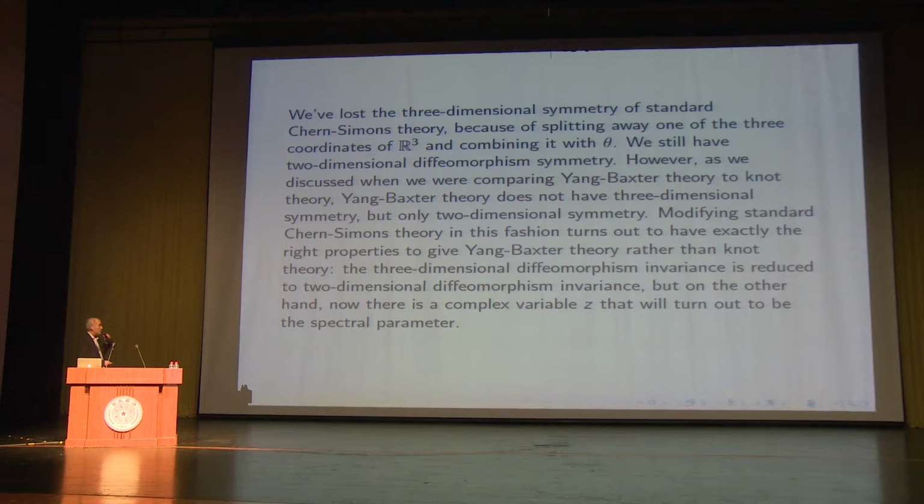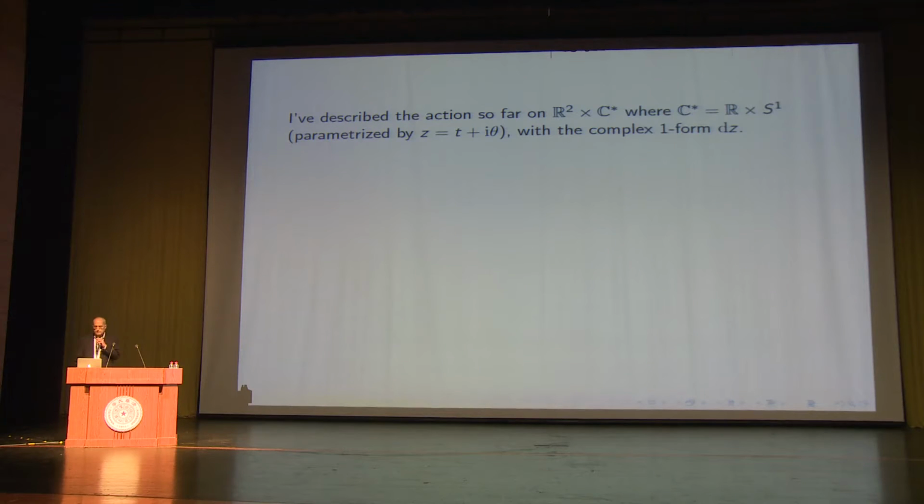It turns out that if you modify standard Chern-Simons theory in this way, you get exactly the right properties to get Yang-Baxter rather than knot theory. The three-dimensional diffeomorphism symmetry is reduced to two-dimensional symmetry, but now there's a complex variable z that will be the spectral parameter. So our spectral parameters were real in the introductory part of the lecture, but integrable systems people think of it as a complex spectral parameter, and in the rest of the lecture, our spectral parameter is the complex variable z.